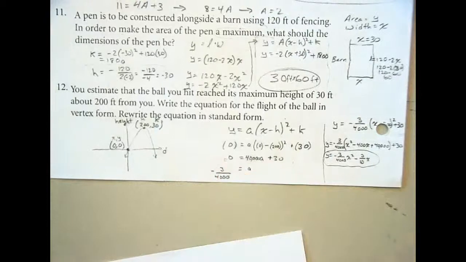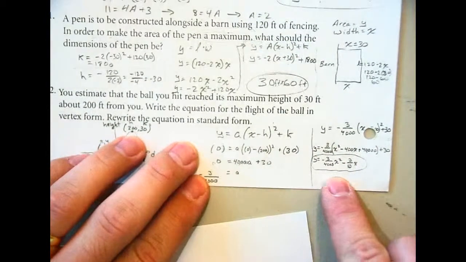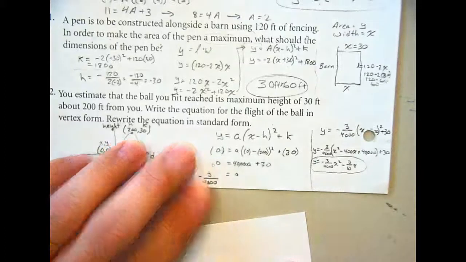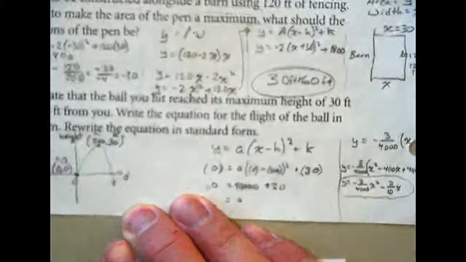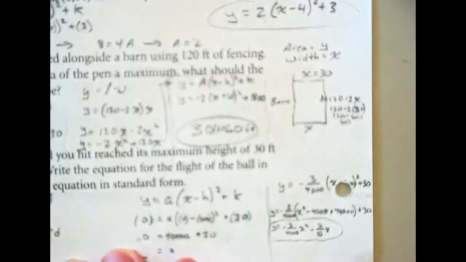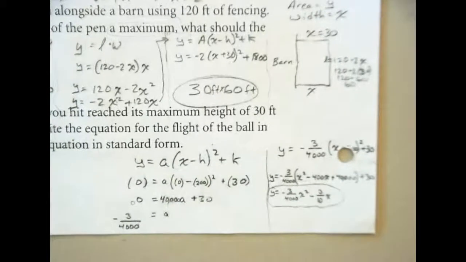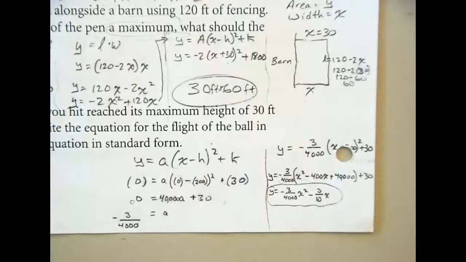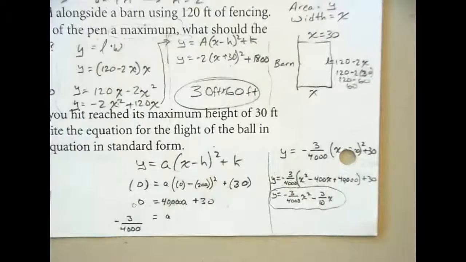Okay, number 12. The answer is y equals negative 3 over 4,000 x squared minus 3/10 x. So once again, the answer is y equals negative 3 over 4,000 x squared minus 3/10 x. Now, there's the work for it. Once again, I'll go through it. It actually will be a little shorter than this problem. It doesn't seem like that, because you look at that answer and you're like, what?